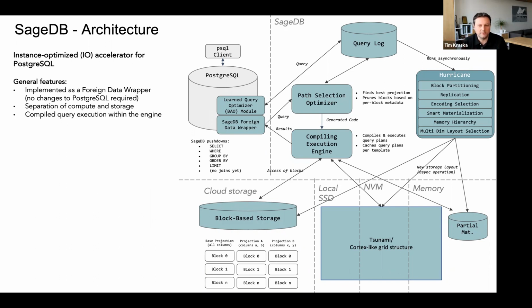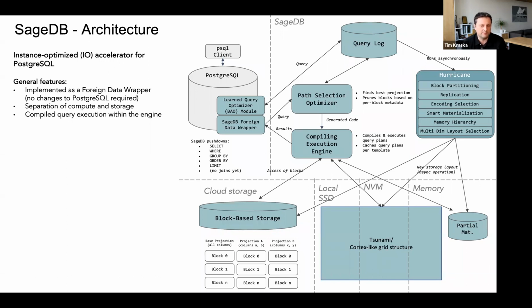The overall design is on the right. It contains the typical components you would expect. Obviously we need a query log. We have a path selection, which tells you for every single query where to go through. We integrate BAO for the query optimization. We have our own compiling execution engine.